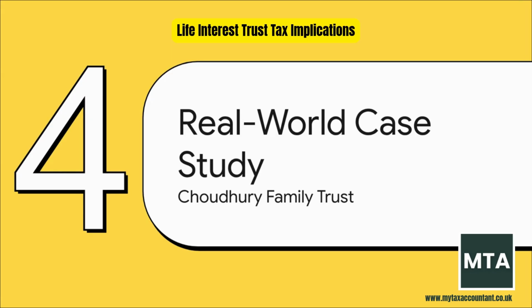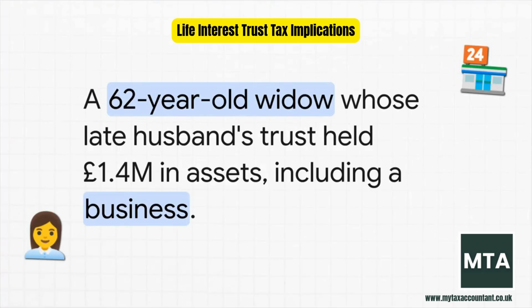We're going to look at a real case handled by the team at My Tax Accountant. This really shows you the pounds and pence difference that getting expert advice can make. So, let me introduce you to Rena. Her late husband left her a substantial trust worth about 1.4 million pounds, which included his business. But with all that came a real tangle of tax issues: income tax, potential capital gains, a huge IHT liability looming. And on top of it all, there were compliance rules that she just had no idea about. She was, understandably, feeling pretty overwhelmed.